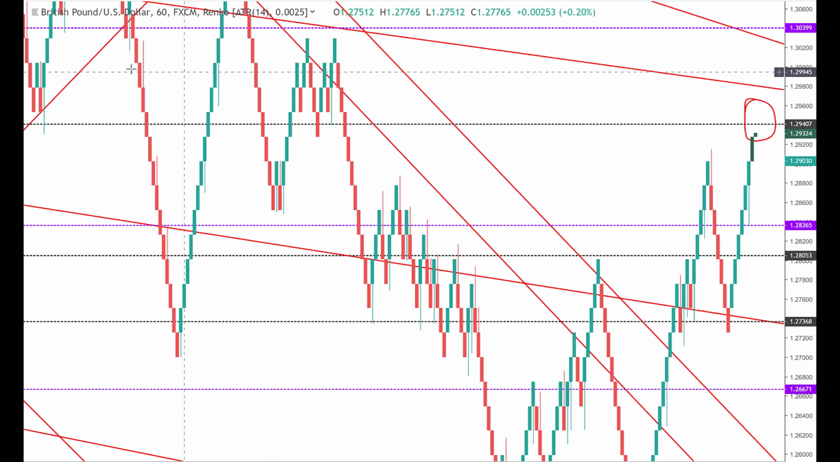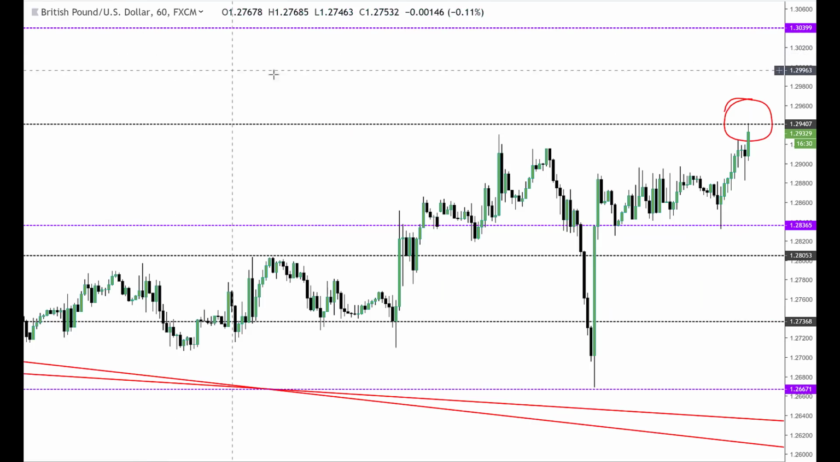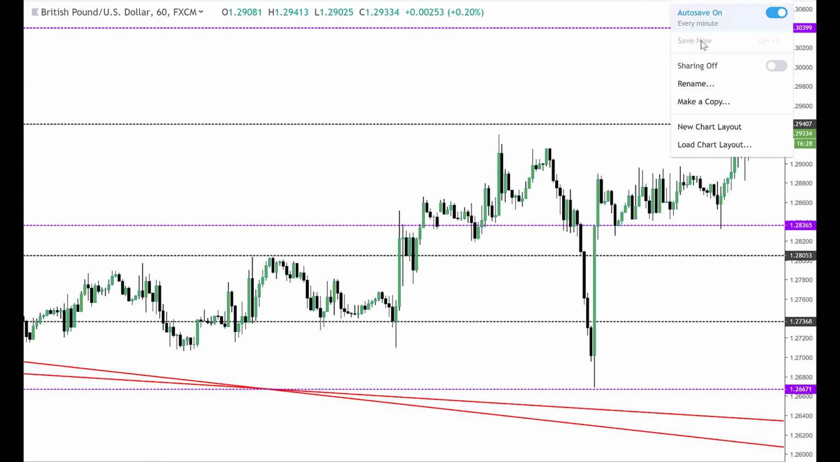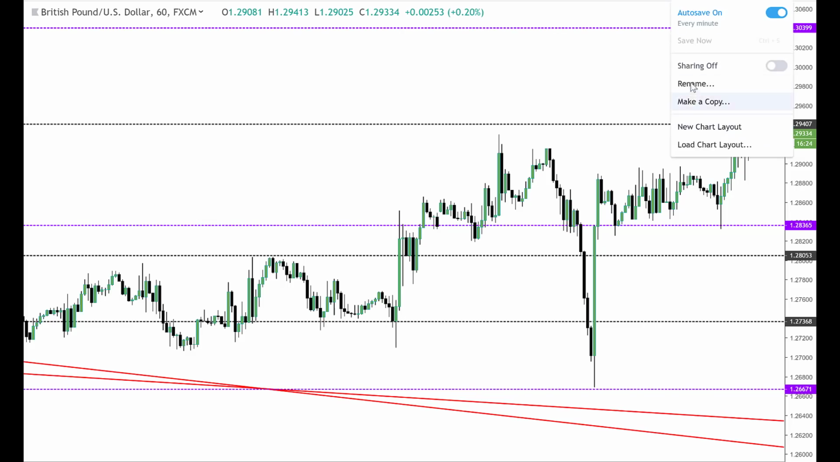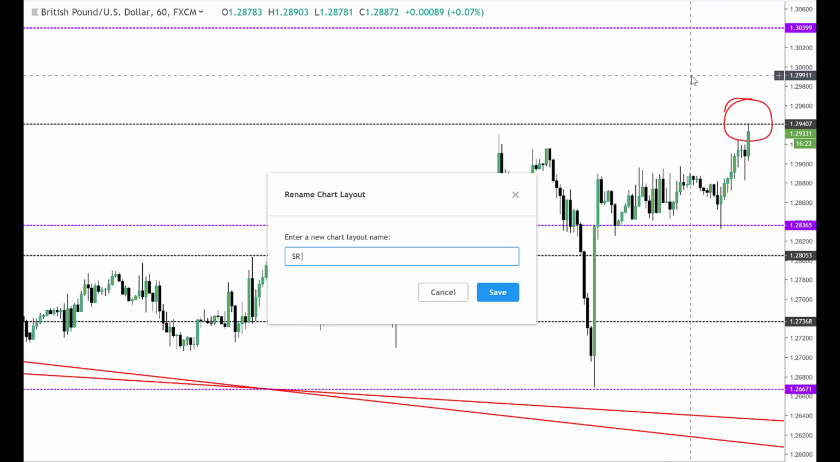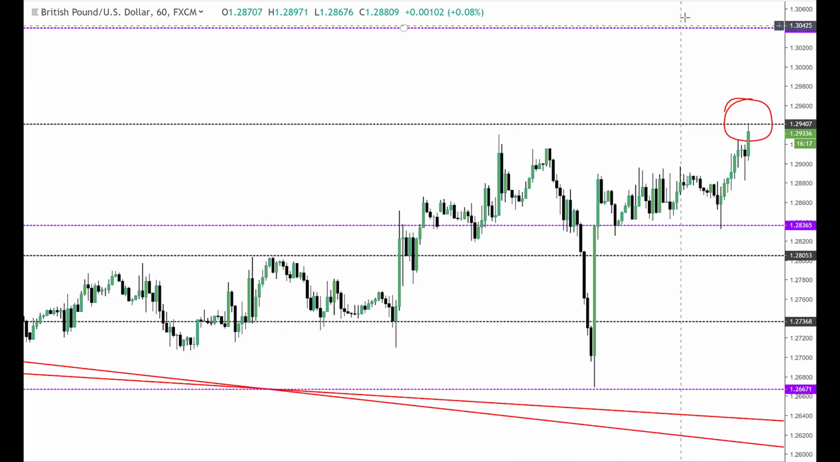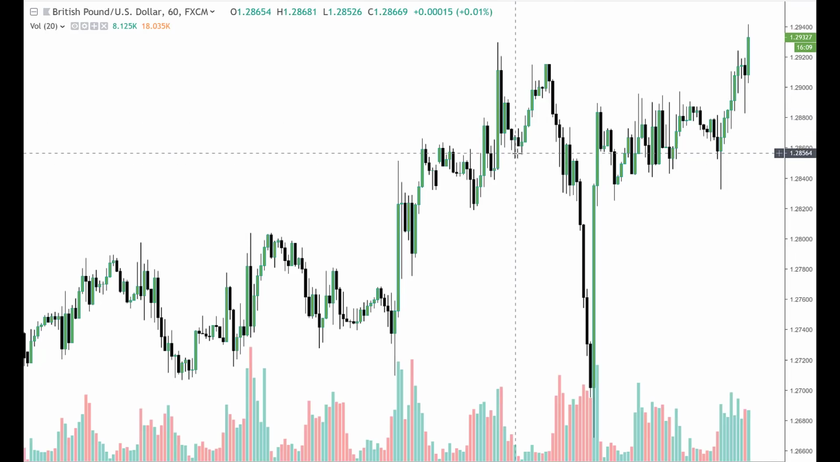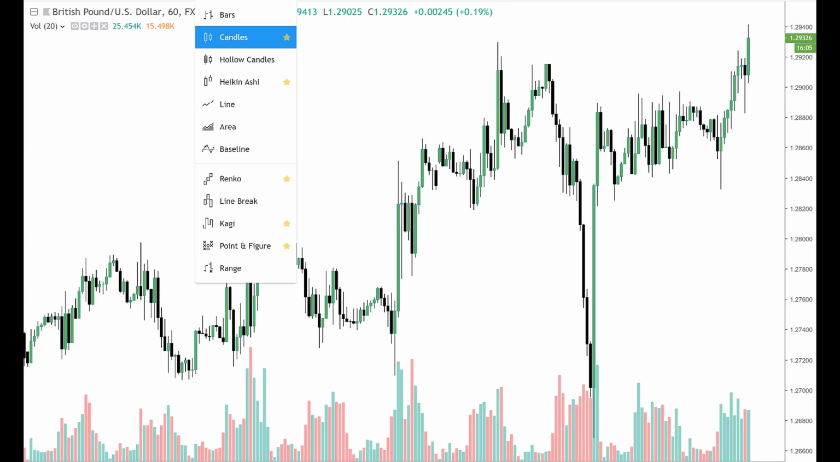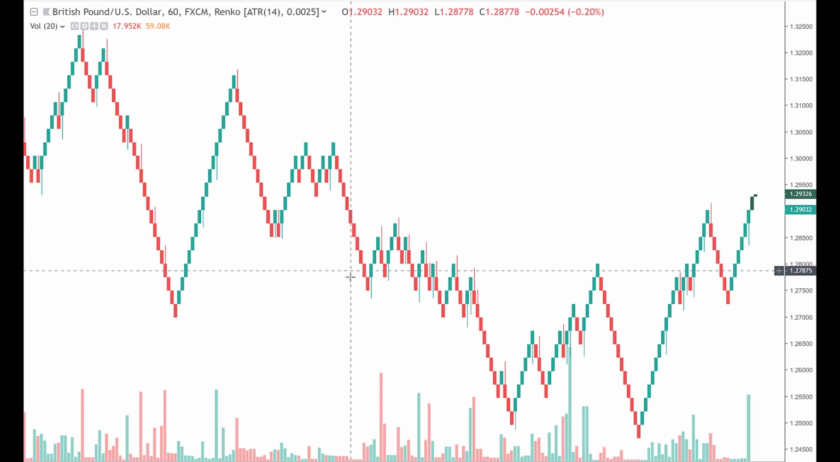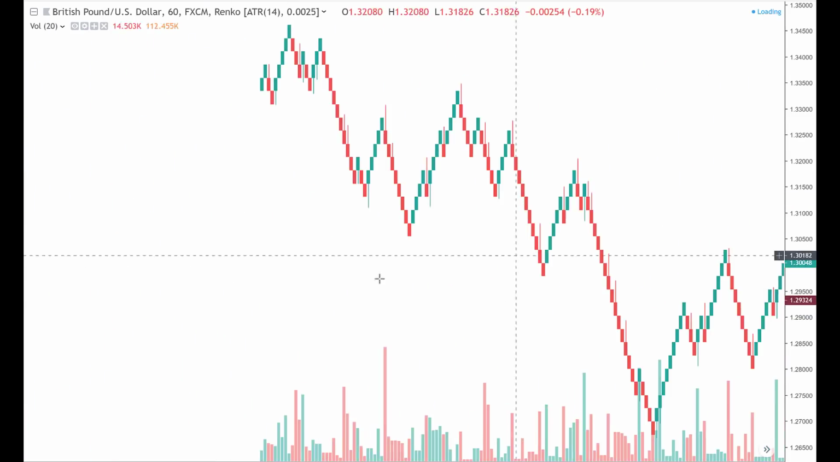So let's do some support and resistance starting from scratch with Renko candles. First thing we'll do is save this chart layout. There we go, got this chart saved. And the next thing we want to do is make a brand new chart layout. British pound, US dollar. Let's stay on the 60-minute chart. Let's switch over to Renko candles.